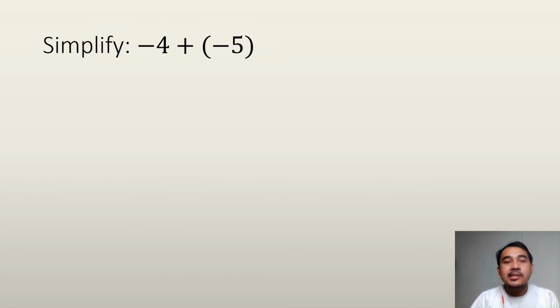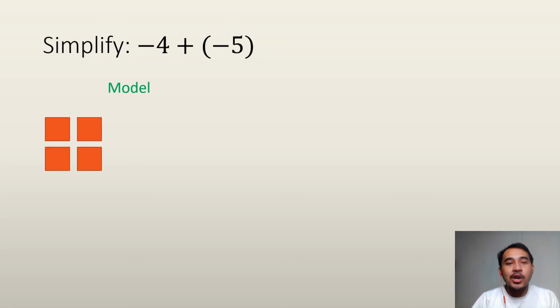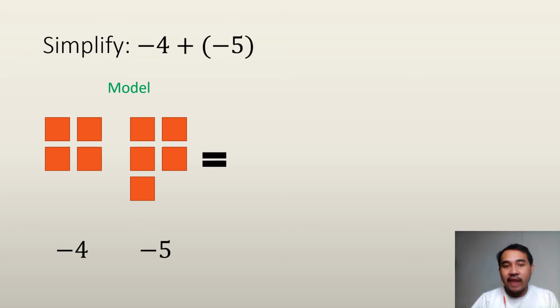Simplify -4 plus -5. Looking now at the logic, they have the same sign, which is both negative. So let's have first the model. You have 4 orange tiles. That means the value is -4. Another set of 5 orange tiles means it's -5.